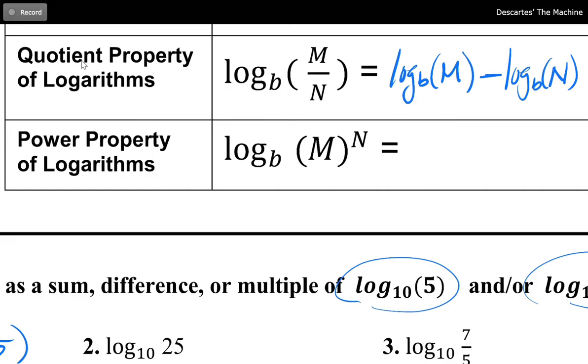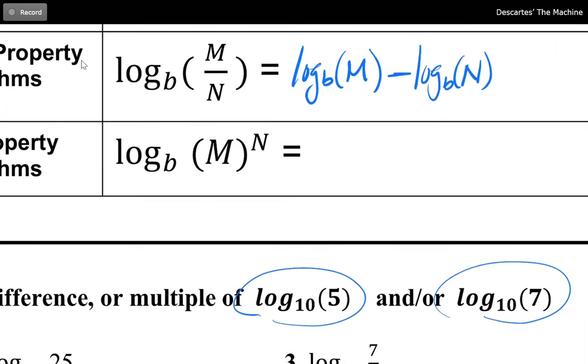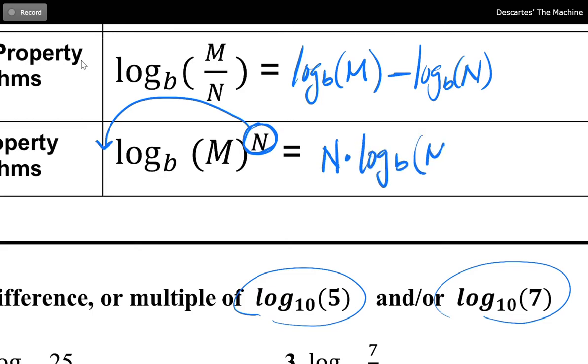And this is the one really that gives you the power. Log base b of m raised to the n, okay, that's going to be this. I can take this exponent here of n and I can move it out in front as a multiplier. So this becomes n times log base b of m.